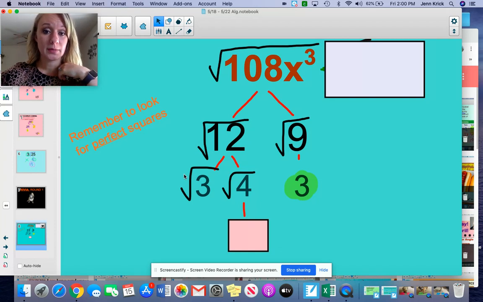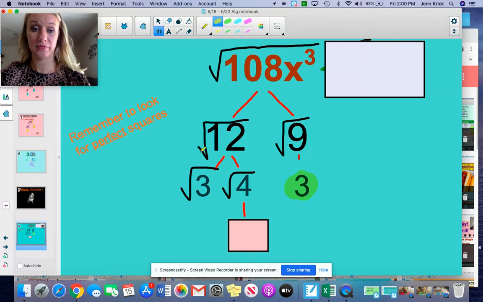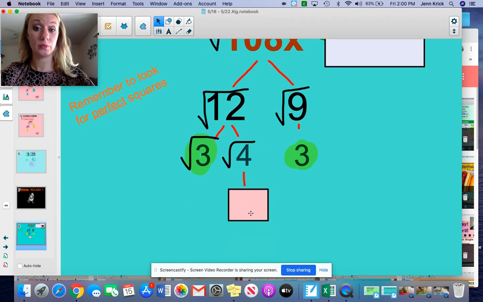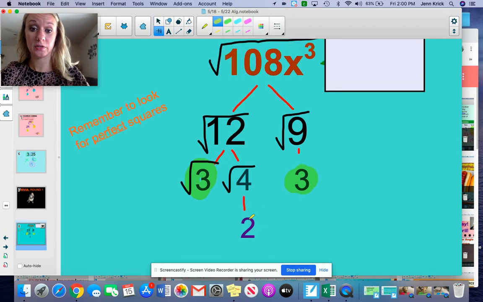Notice that I wrote them as a product of the square root of 3 and the square root of 4. Can you do anything with the square root of 3? No, that's pretty much all that you've got there. There's nothing else that you can do to simplify it. So I'm going to highlight it so I don't forget about it. How about the square root of 4? What is the square root of 4? It is 2. Okay, so that's as far as I can simplify. Again, I'm going to highlight it or circle it so I don't forget about it.